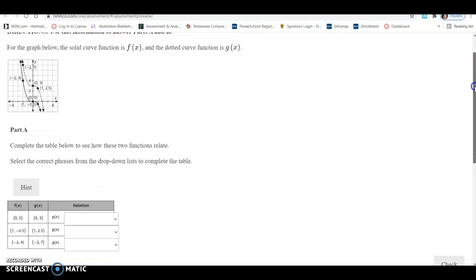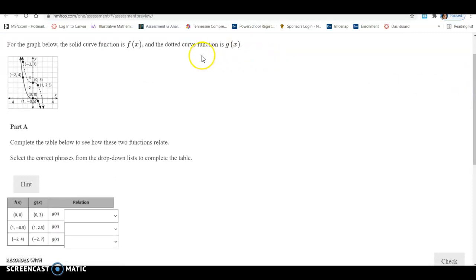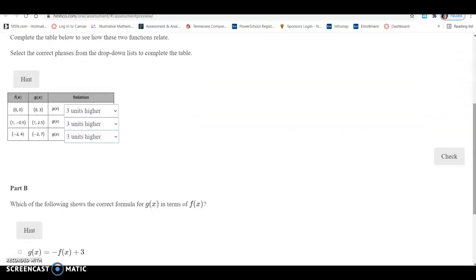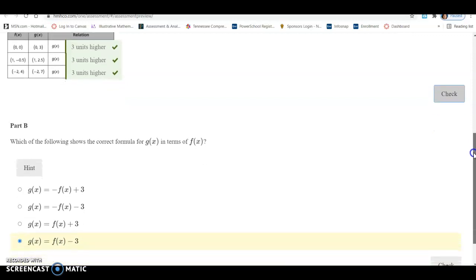It says, for the graph below, the solid curve function is f of x and the dotted curve function is g of x. So you can see solid line, f of x, dotted, g of x. Complete the table. 0, 0, and 0, 3. So g of x goes up 3. It is 3 units higher. So we go from negative 1/2 to 2.5. That one goes 3 units higher. From 4 to 7 is 3 units higher. I want you to see that all of the points are being shifted the same amount each time.